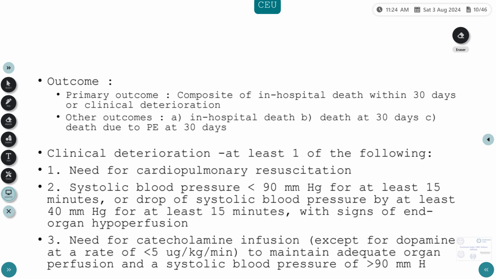Coming to the outcome, the primary outcome, as we already mentioned, is the composite of in-hospital death within 30 days or clinical deterioration. Clinical deterioration has been defined as at least one of these. One is need for CPR, or systolic BP less than 90 for at least 15 minutes, or a drop of systolic BP by 40 millimeters for at least 15 minutes with signs of end-organ hypoperfusion, or need for catecholamine infusion. They have written except for dopamine, which was not very clear.